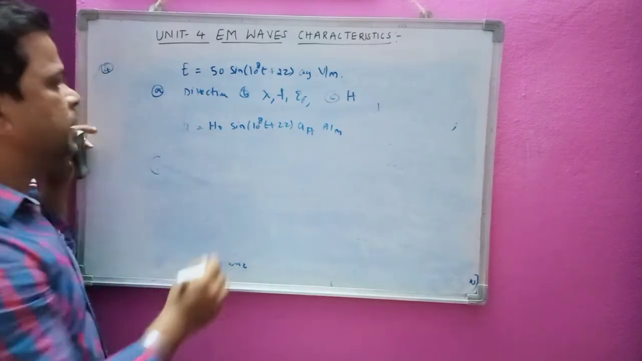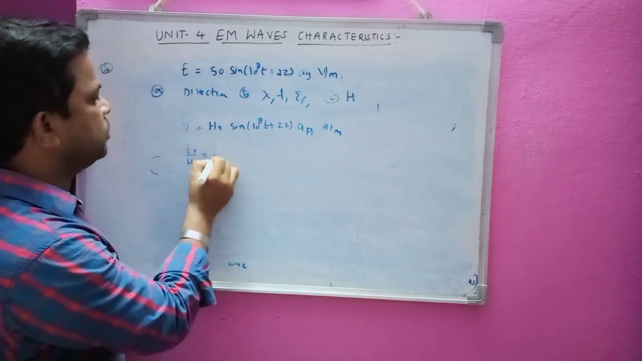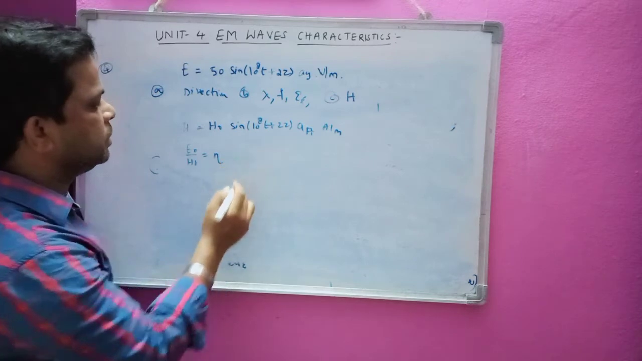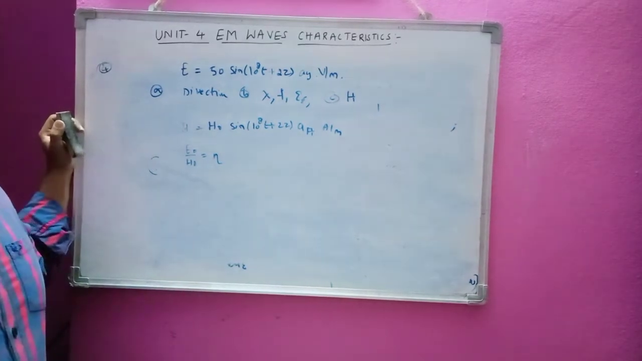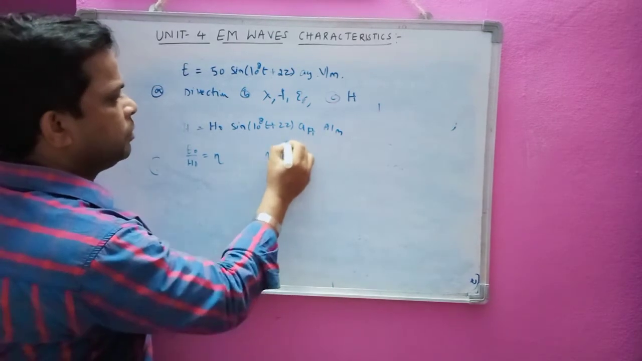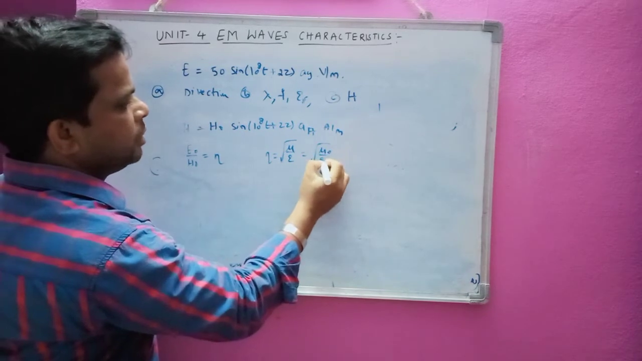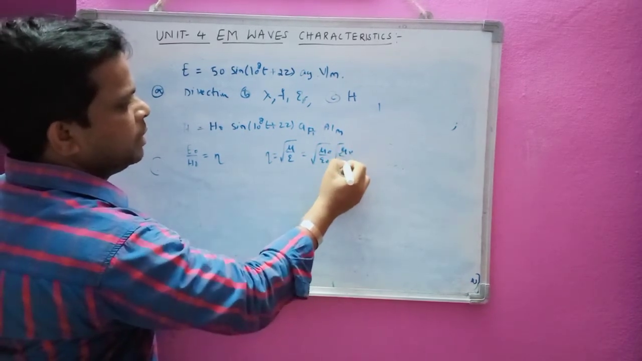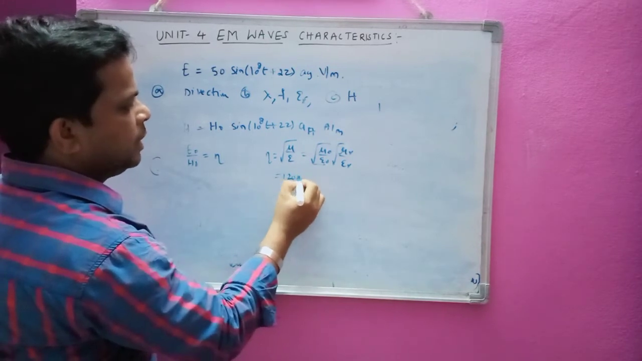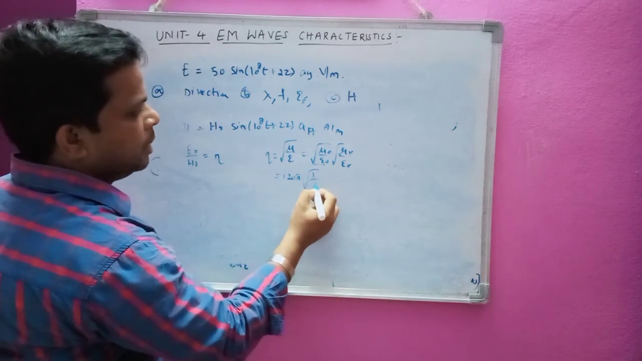Now we have to find H naught, as E naught by H naught is equal to eta. So we have to calculate the value of eta. Eta is equal to square root of mu by epsilon, that is square root of mu naught by epsilon naught and square root of mu r by epsilon r. So this value is equal to 120 pi, and this value is 1 by square root of epsilon r, where we have got epsilon r as 36.